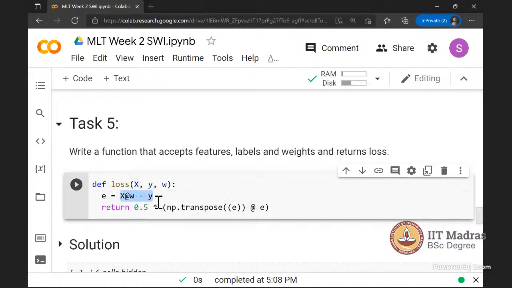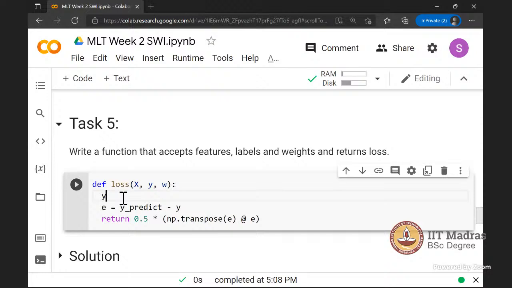Yes, sir. I think it's the predicted labels, no? X at the rate W, this thing. Yes, exactly. So maybe I should write it like y hat or this. Whatever the predicted values were, we are subtracting the actual labels, the ground truth labels, and E is going to be a scalar value or a vector? Scalar value. It is going to be a scalar value.